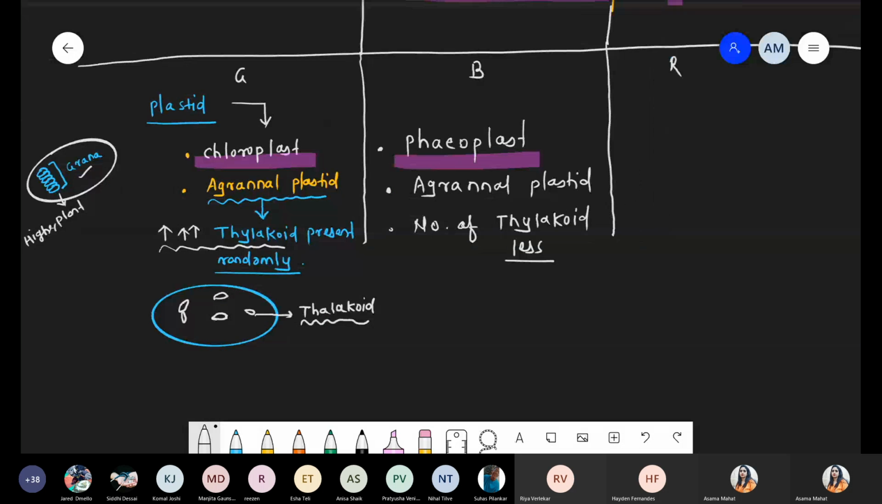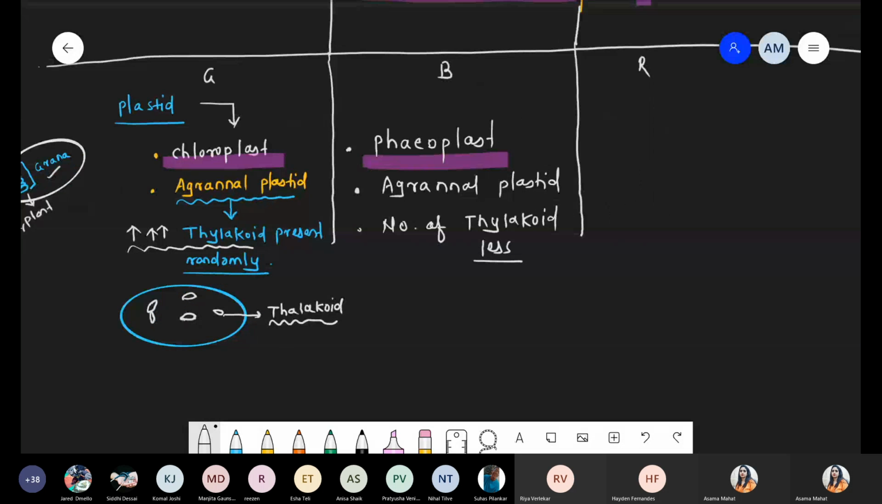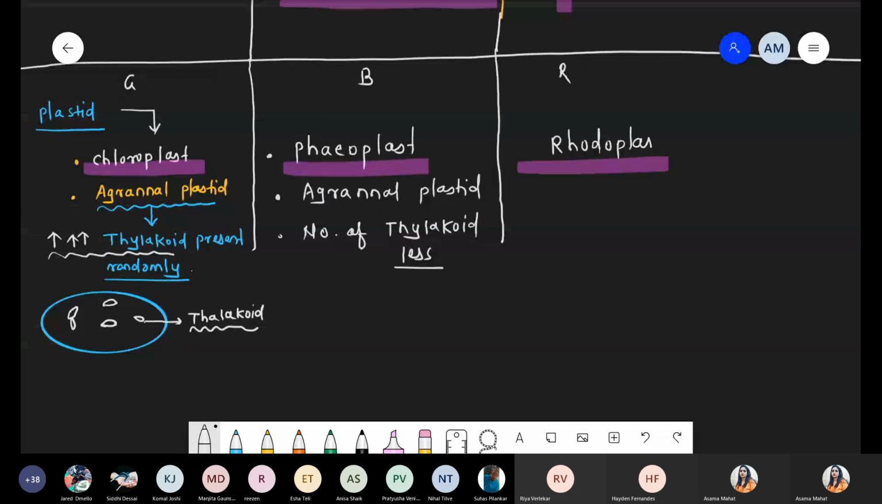Phaeoplast will be present. And similarly for the red algae, the name of the red algae is rhodophyceae. Rhodo, right? So the name given to the plastid is rhodoplast. Which plast? Rhodoplast. And if I'm talking about how many thylakoids are present, in this condition only single thylakoids are present.